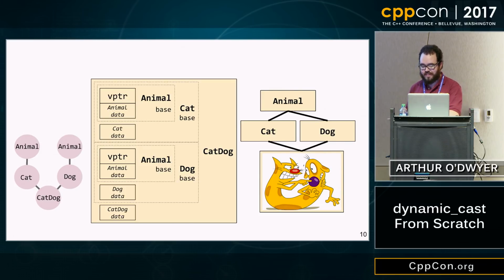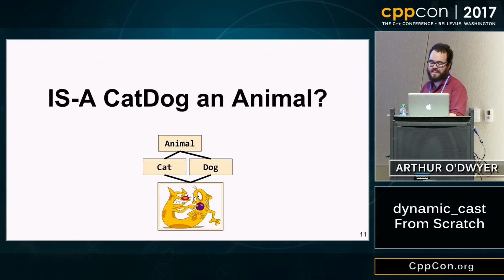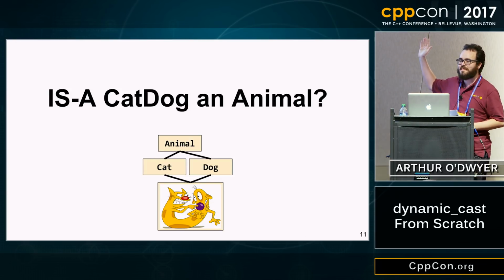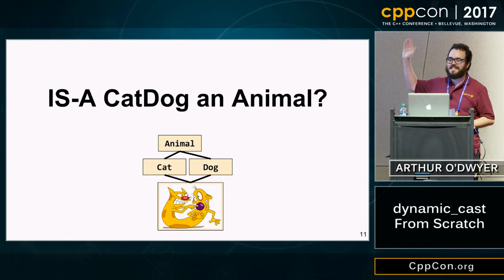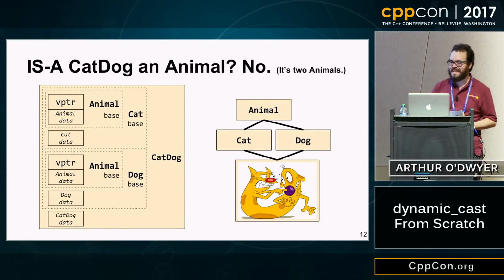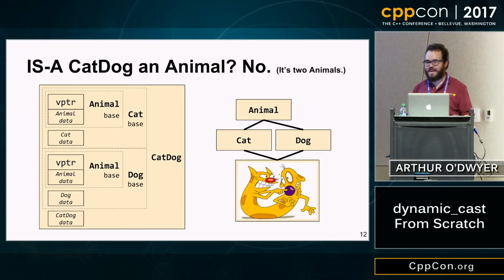All right. So now we have a question. Is a cat dog an animal? How many people think a cat dog is an animal? How many people think a cat dog is not an animal? All right. Well, I'm going to make you happy. It's not. A cat dog is not an animal. A cat dog is two animals. It's got two animal subobjects. It is not an animal.